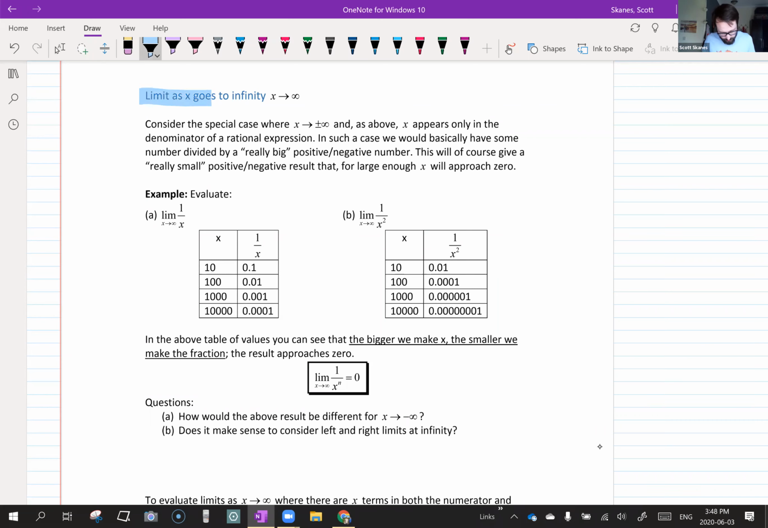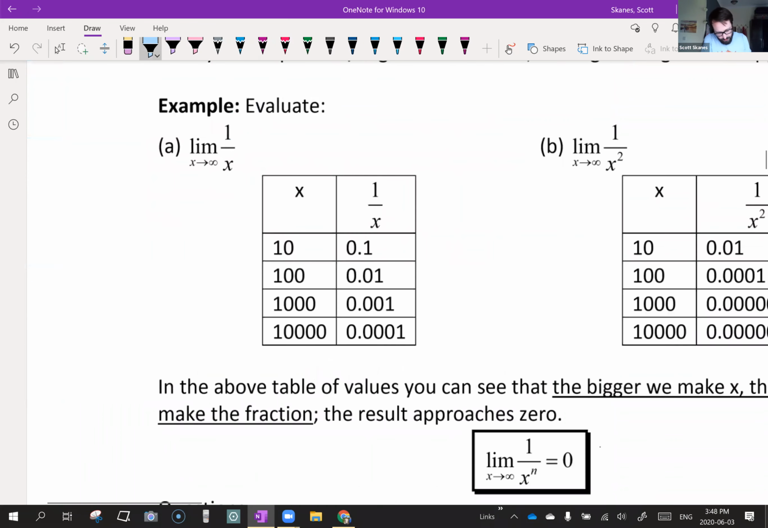Why does my computer do this to me? The limit as x goes to infinity. So what happens as we get further and further to the right and further to the left? Let me just go ahead and show you a quick example here. It says 1 over x. What happens when x gets bigger, bigger, bigger, bigger, bigger?